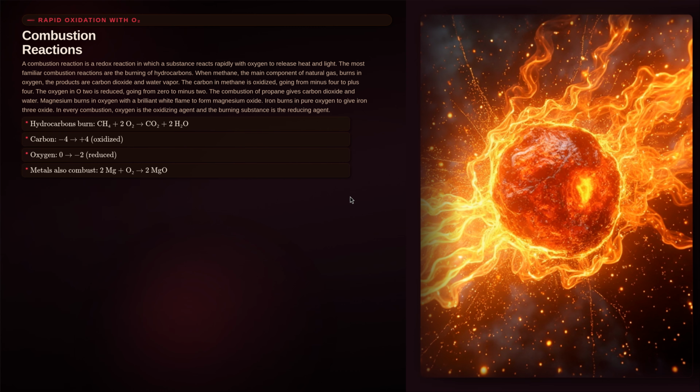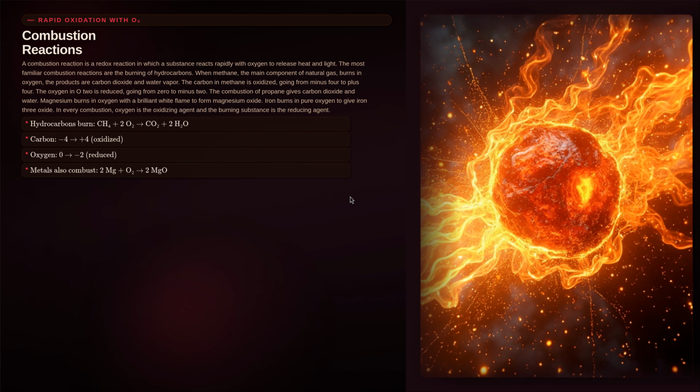The carbon in methane has oxidation number -4, and in carbon dioxide it is +4, so carbon is oxidized. The oxygen in O2 is 0, and in carbon dioxide and water it is -2, so oxygen is reduced. The combustion of propane, C3H8, gives carbon dioxide and water. The combustion of octane, C8H18, the main component of gasoline, gives carbon dioxide and water.